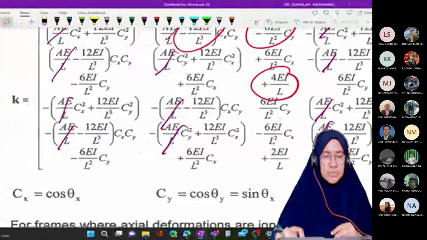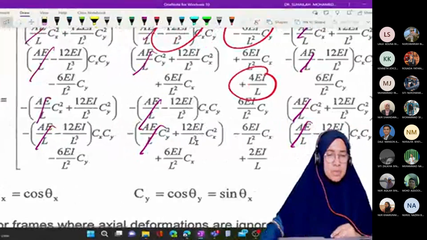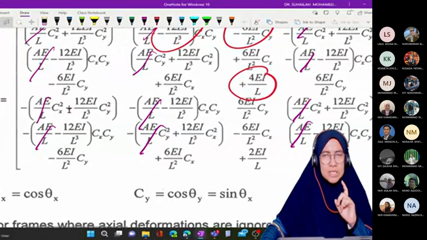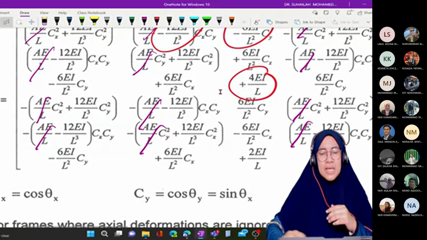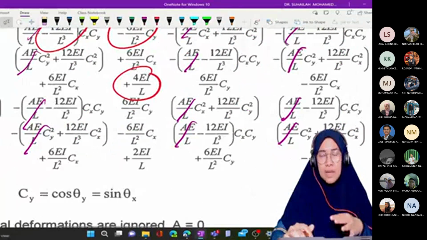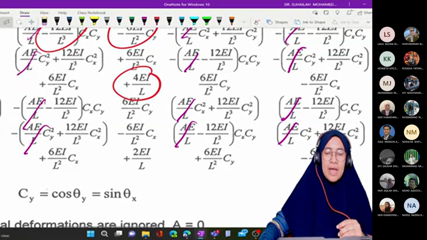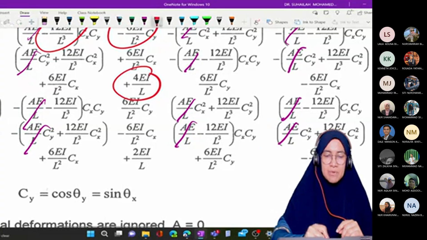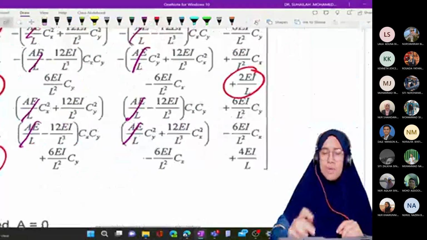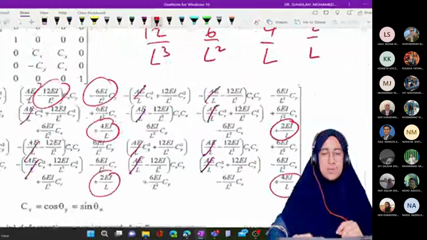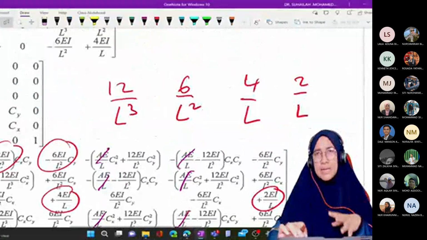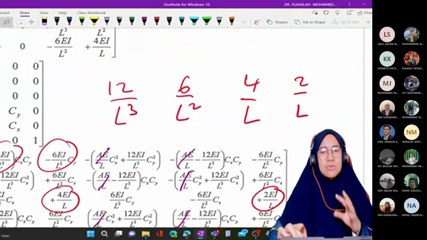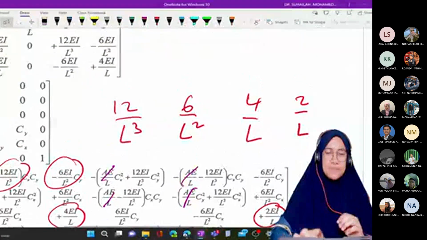So all this is 12. If it is 12, it is 12 divided by L cube. If it is 6, it is 6 divided by L square. And then we have 2 over L, and we have 4 over L. So 4 values only in the table. In the matrix. 4 values only. Okay.